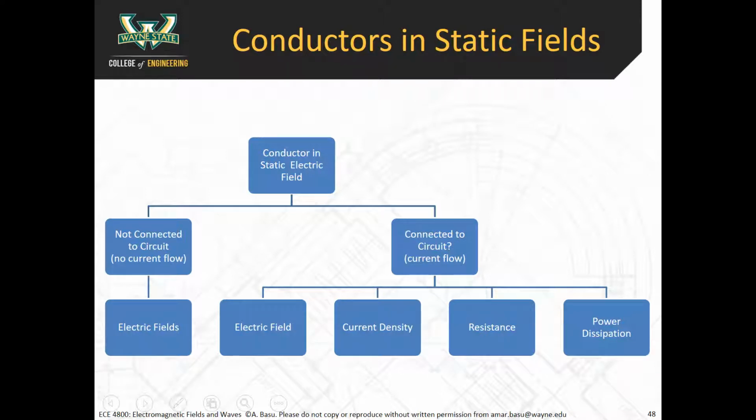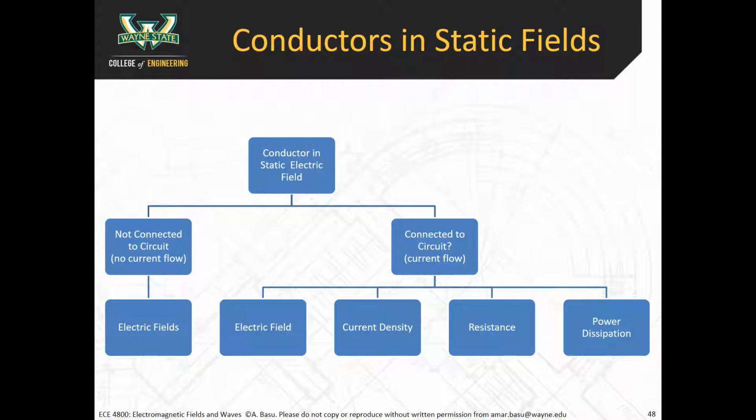I have a flow chart to outline what we're going to talk about today. The first thing we're going to cover is a conductor in a static electric field when it is not connected to a circuit. You just have an electric field and a metal object in it. It's not connected to a circuit, so there's no current flow. We're just going to look at the electric fields and the organization of charges in that case.